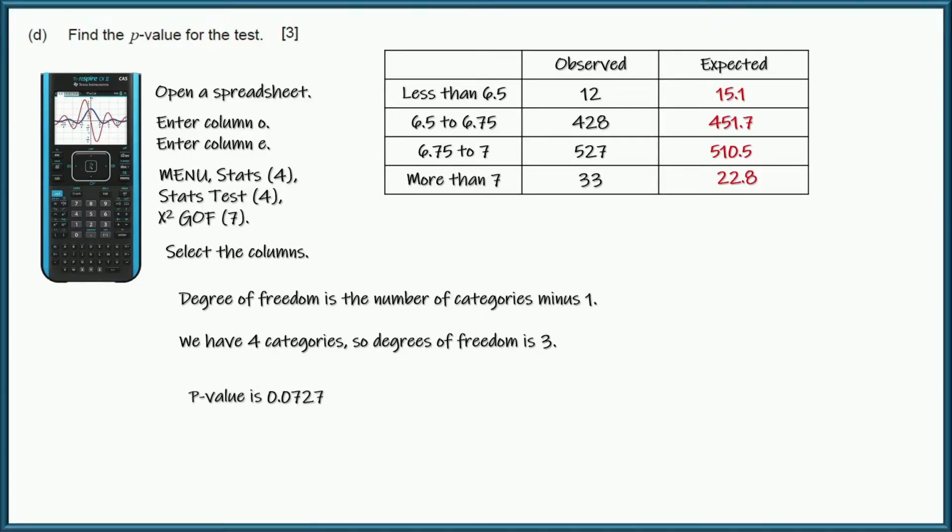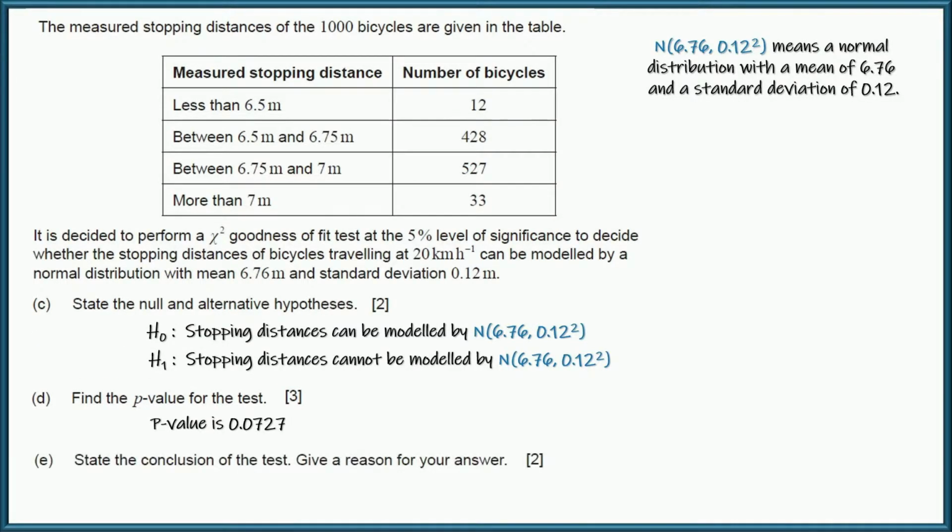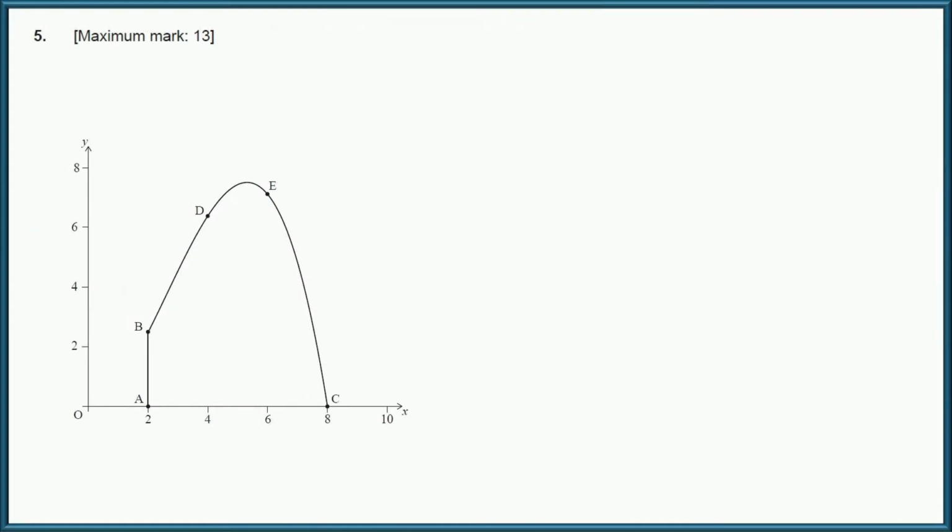So why don't you go ahead and try that on your calculator? This is what you're going to get right here: 0.0727. That's the p-value that you're going to find. Now, finishing up this question, it says state the conclusion of the test and give your reason. Because that is a little bit more than 0.05, that's our threshold, that's not enough information to reject the null hypothesis.